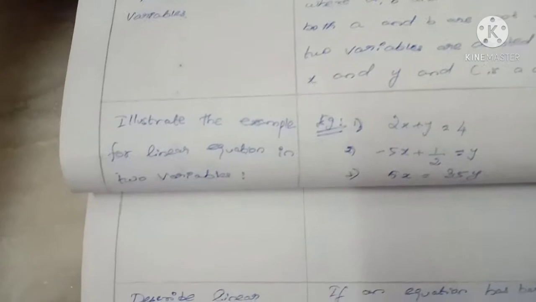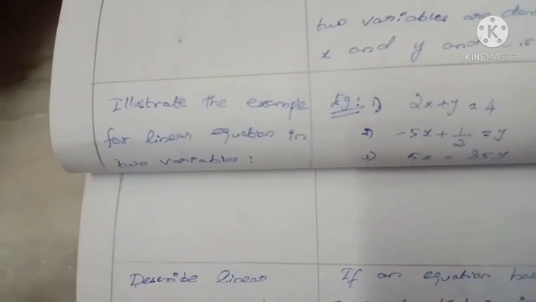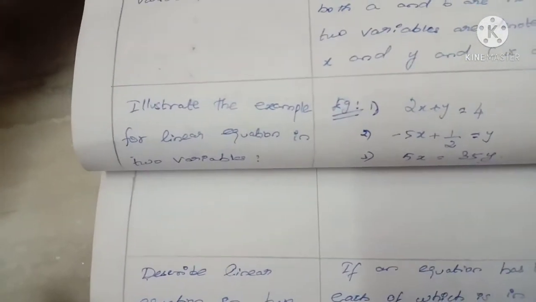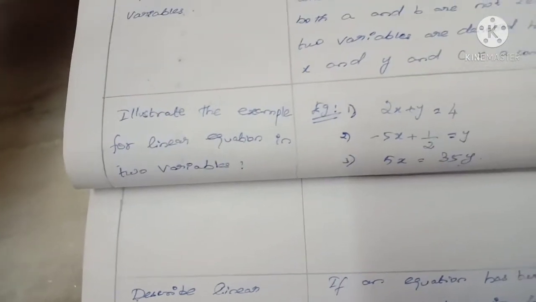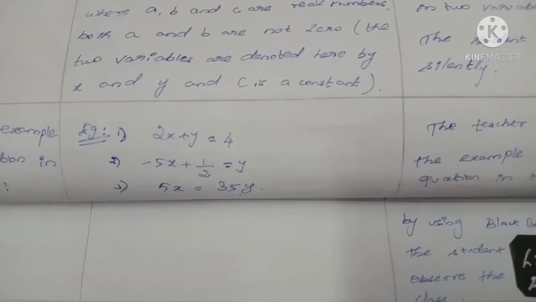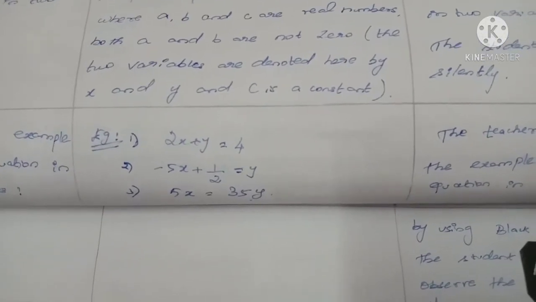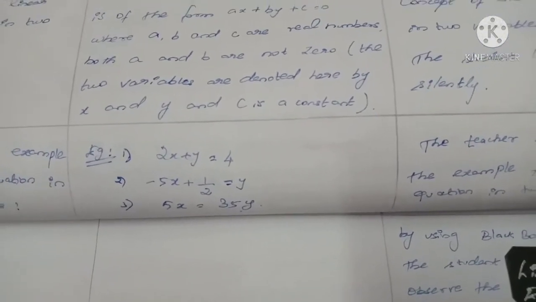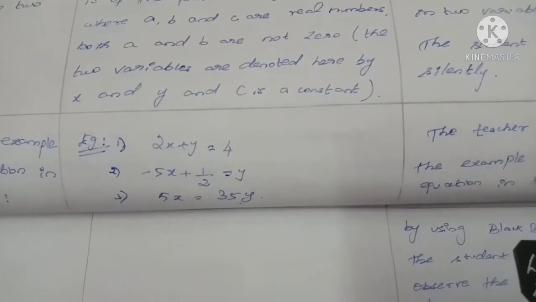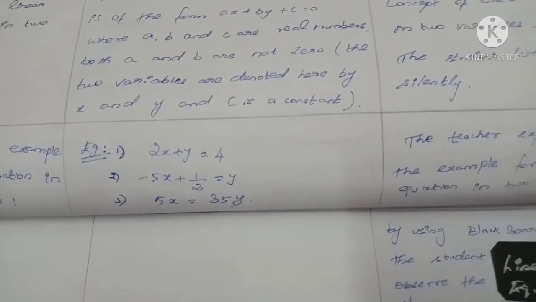In the second row, first box: illustrate the example for linear equation in two variables. We have to give some examples. First one is 2x plus y equal to 4. Second one is minus 5x plus 1 by 2 equal to y. Third one is 5x equal to 35y.